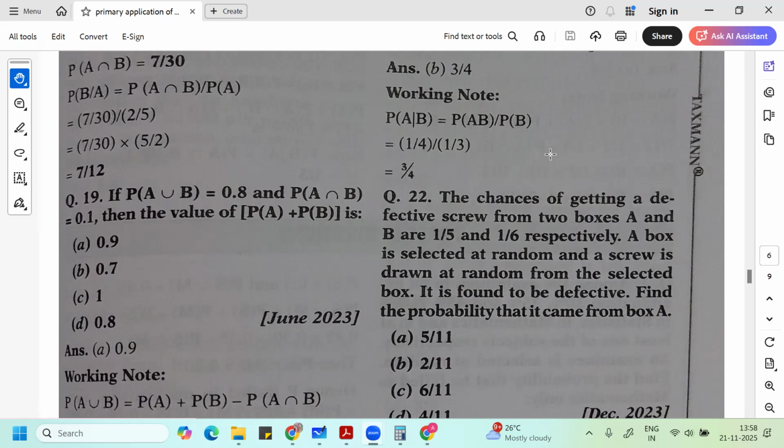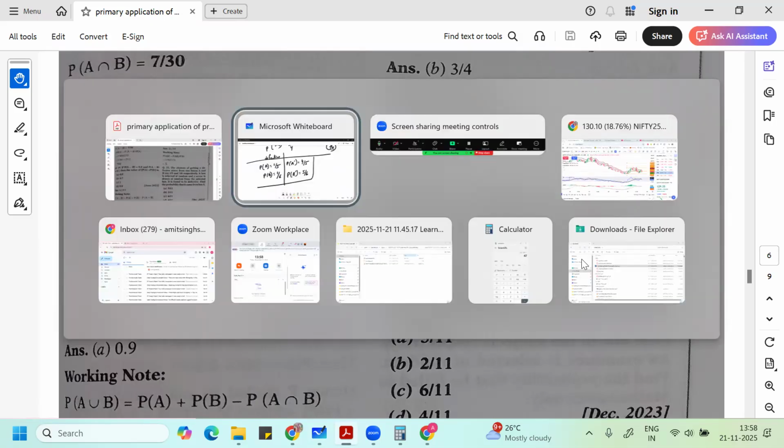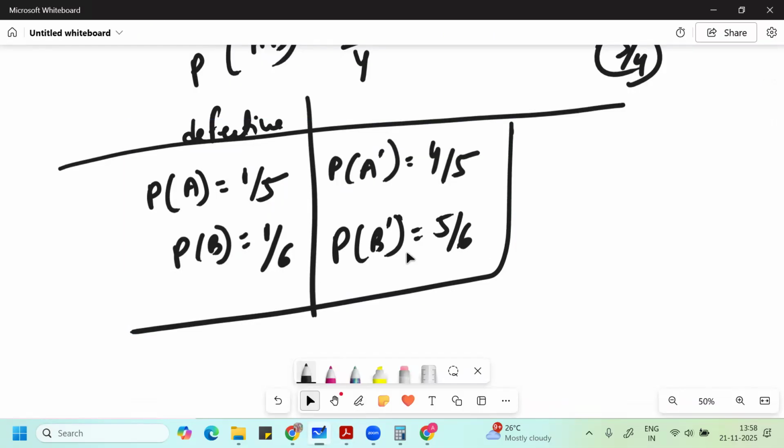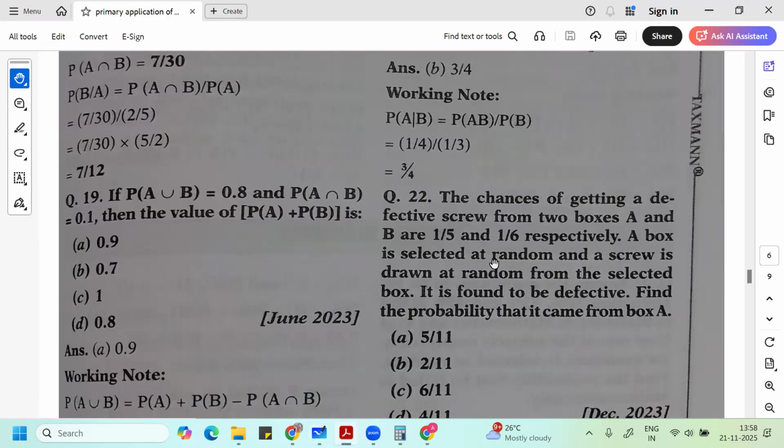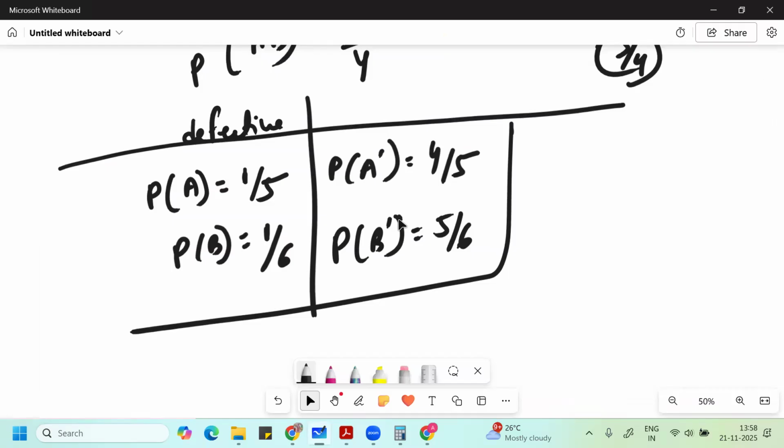In the question it was given that the probability of getting a defective screw from bag 1 is 1 by 5, and from bag B is 1 by 6. So non-defective from bag 1 would be 4 by 5, and non-defective from bag B would be 5 by 6. A box is selected at random, so you choose a box. What is the probability of choosing a box? There are 2 boxes, box 1 or box 2, so you choose any box. The probability of choosing that box is 1 by 2.